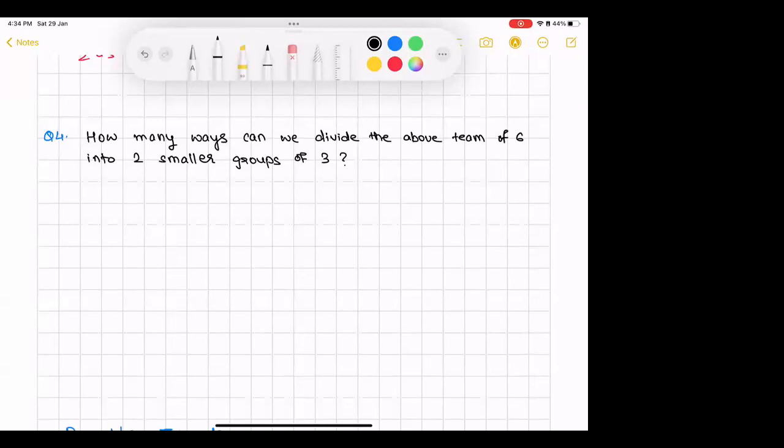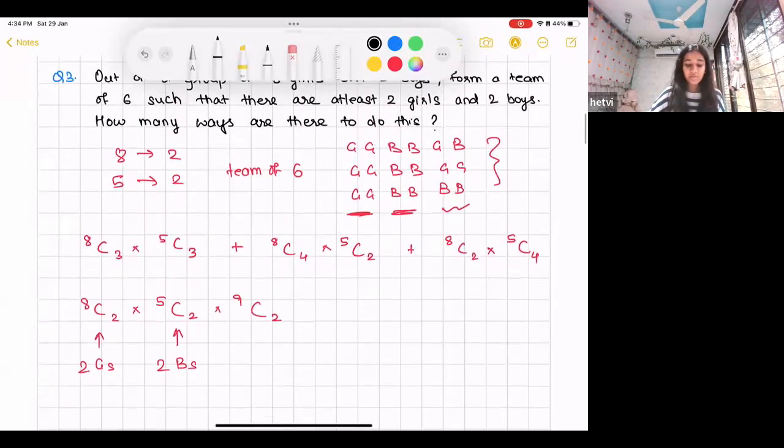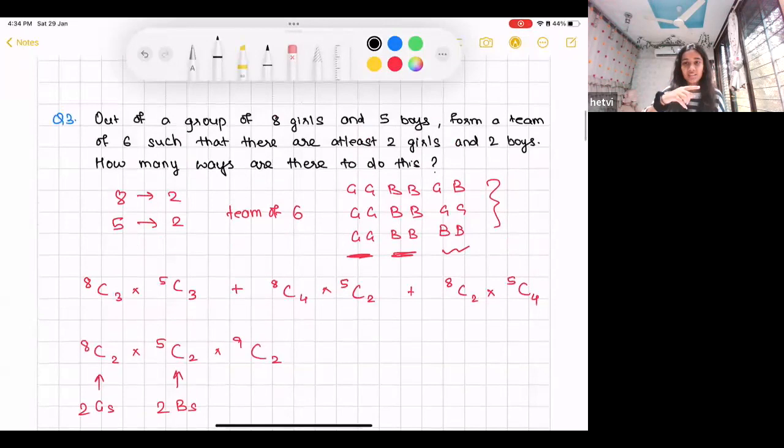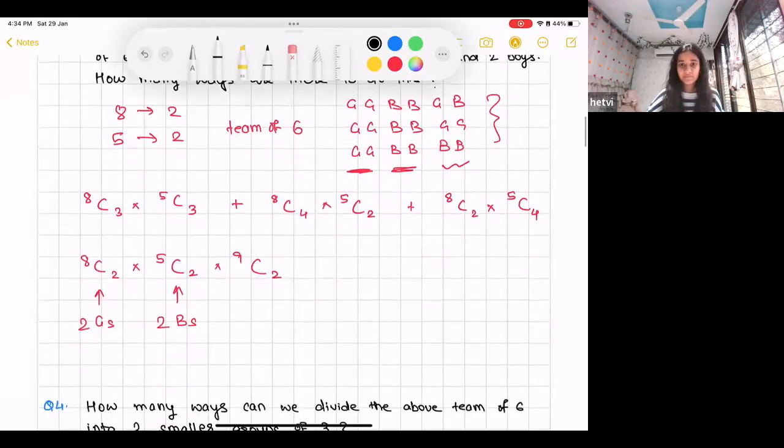Ma'am, so there's nothing special about this team of 6, right? Can we also take the question as in how many ways can we divide a group of 6 people into 2 groups of 3? No. It's the extension of this question. Over here, out of the 8 girls and 5 boys, we made a team of 6, which definitely had 2 girls and 2 boys. It's a continuation of that question. Okay, ma'am. So from that team of 6, further divided into 3 and 3.